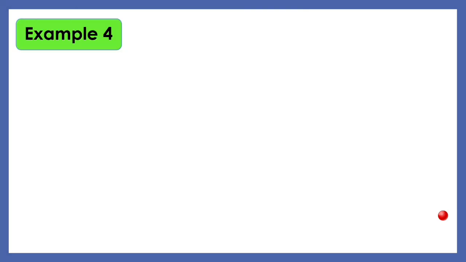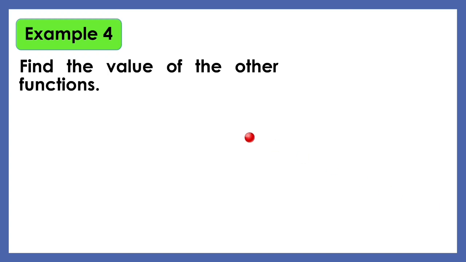Okay, let's have example 4. Let us now have the fourth example. Find the value of the other functions. The given function is secant beta, which is equal to 5/3 or 5:3. Hahanapin natin yung 5 other functions.